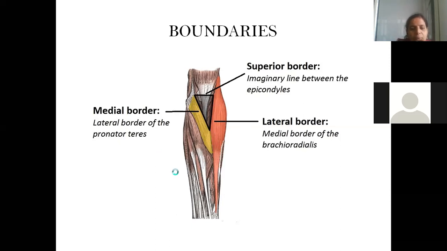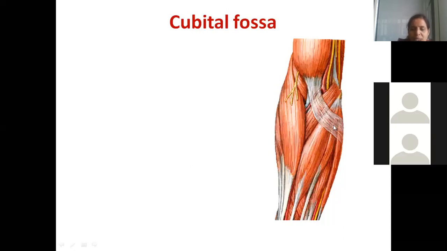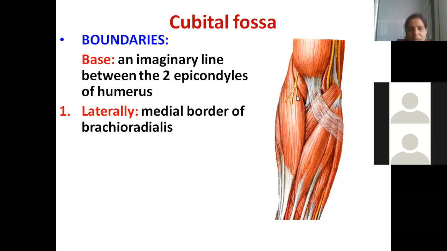Then, coming to the roof, how is the roof formed? The roof is formed by the skin and superficial fascia. What is the name of this muscle? I told you yesterday, Hema. Biceps brachii. And this extension is the bicipital aponeurosis. Everything I have shown in the diagram is texted here.